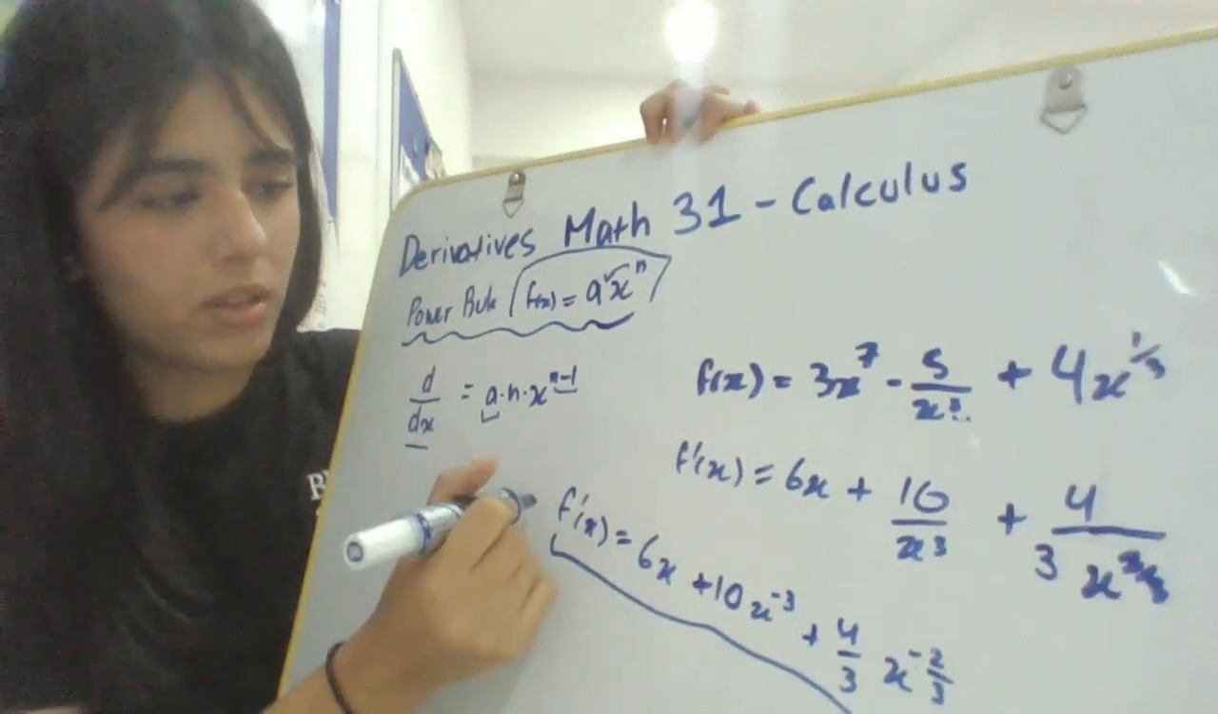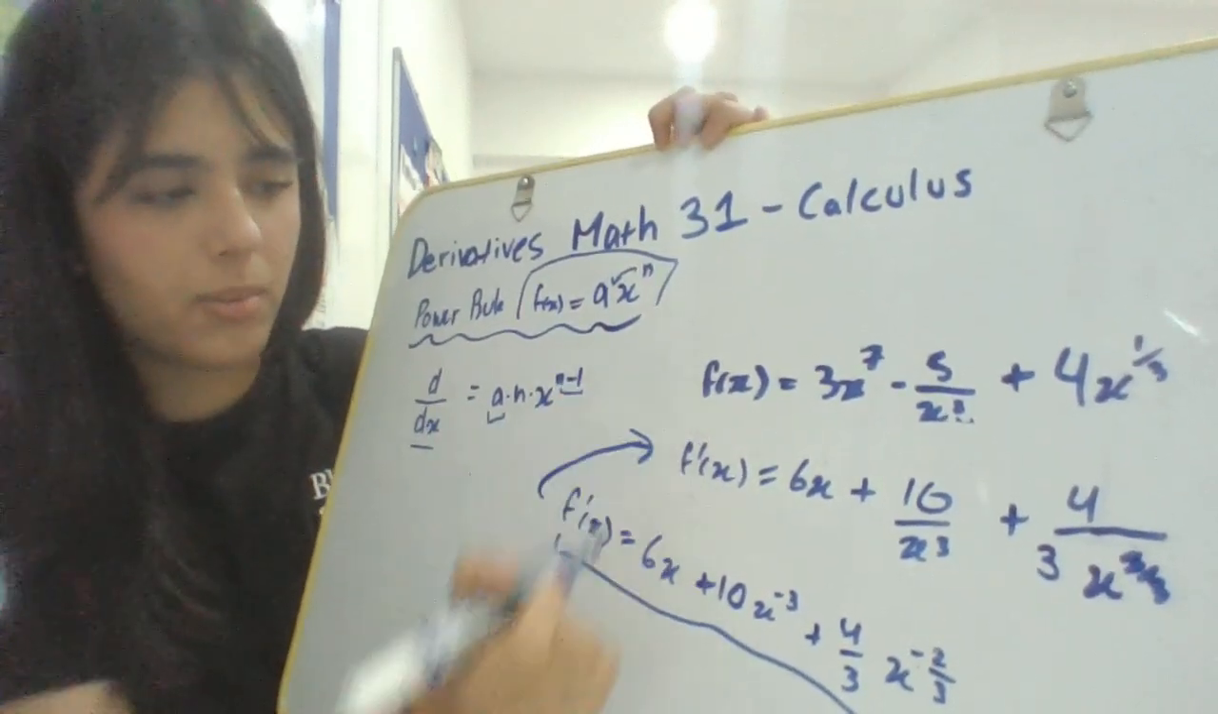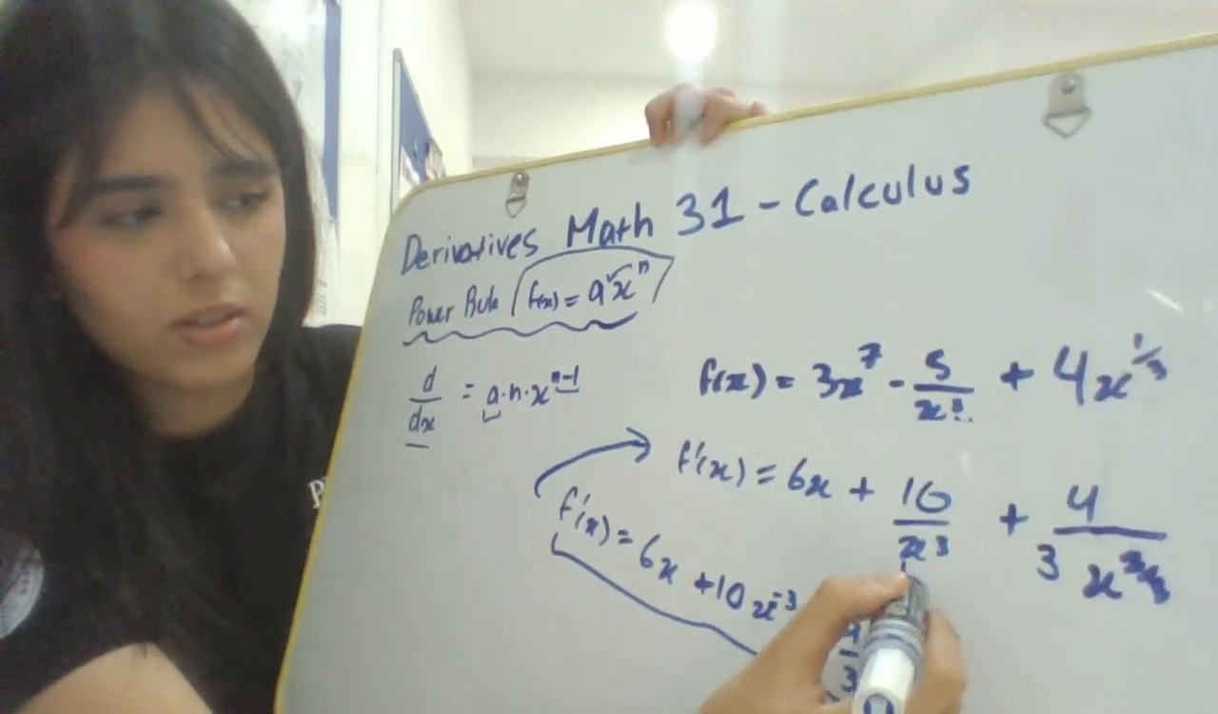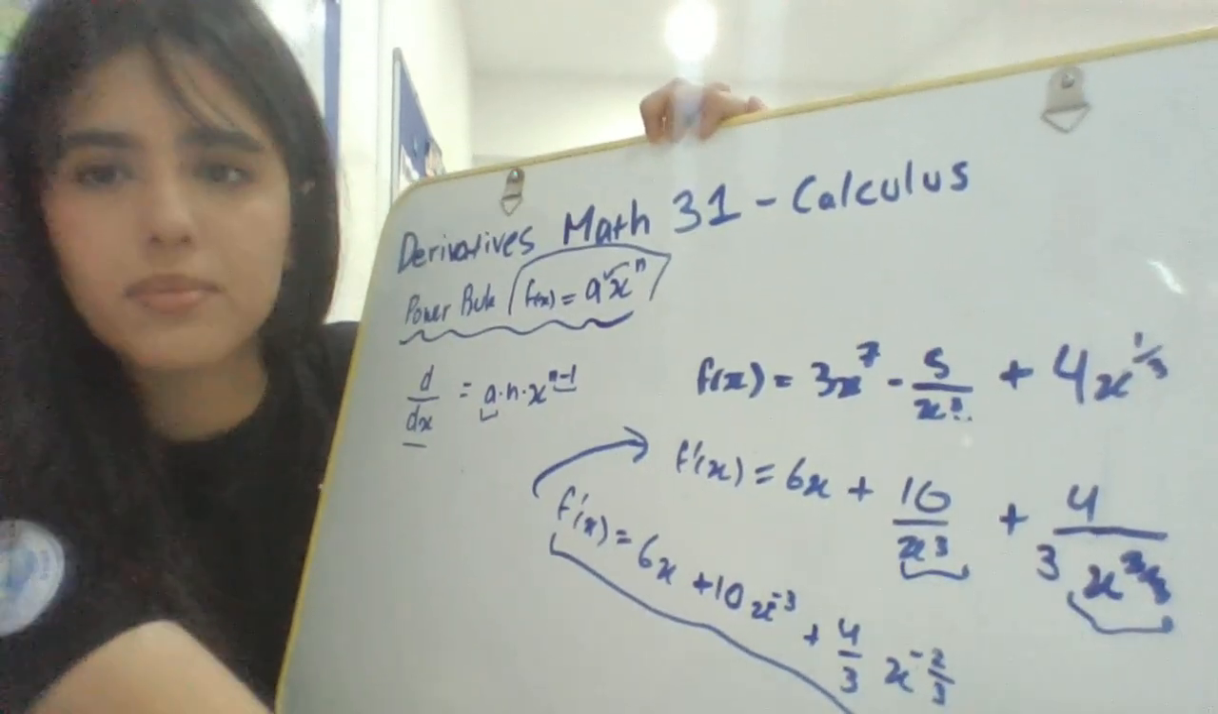Okay guys, so I rewrote this expression with the x's in the denominator. Just know that if it's ever raised to the power of negative something, you just move it to the denominator and keep the powers the same.